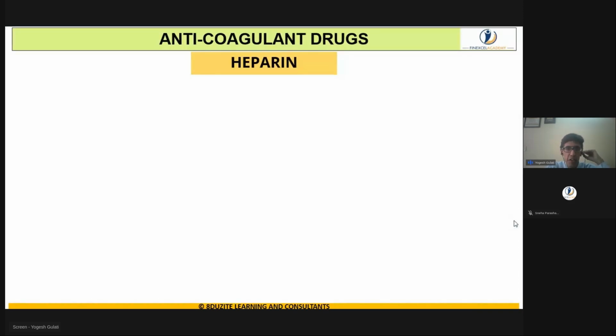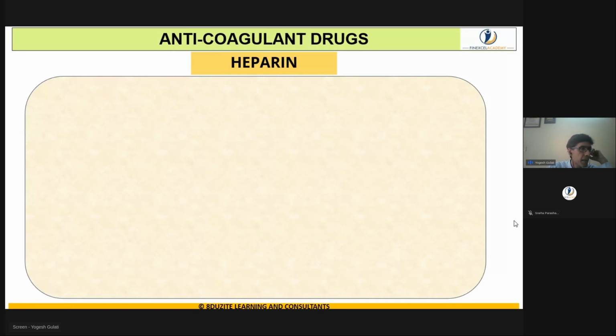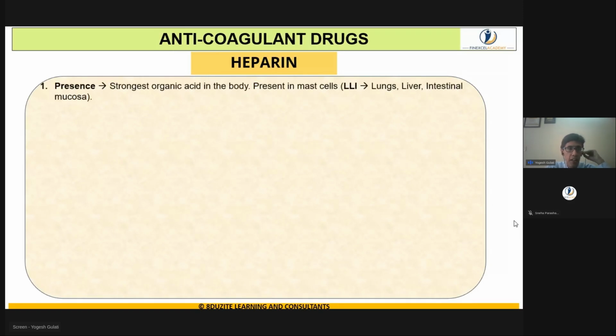So quickly, I'll check the important features of heparin. I'm talking first about heparin, then I'll talk about the warfarin group. Heparins are indirect thrombin inhibitors. They do not directly inhibit thrombin, factor 2, but they do so by activating antithrombin 3. Heparin is the strongest organic acid in the body. It is present in mast cells, mostly in lungs, liver, and intestinal mucosa. So LLI is the code. If somebody asks you where it is located, it is mostly located in the mast cells of lungs, liver, and intestinal mucosa.